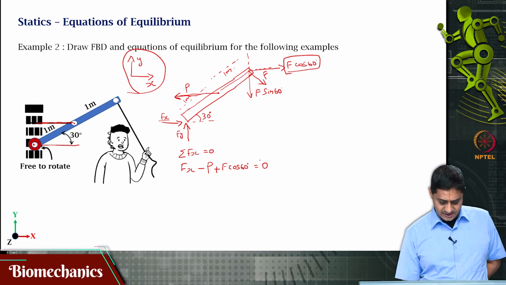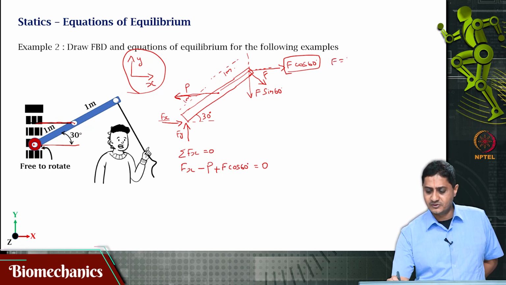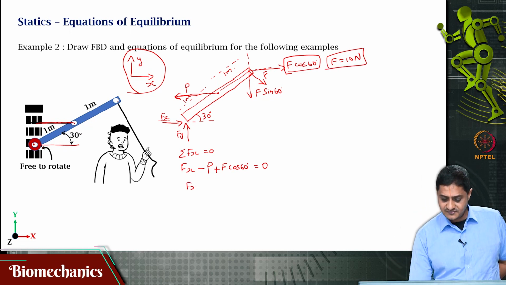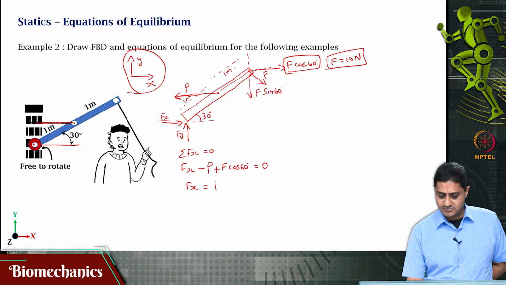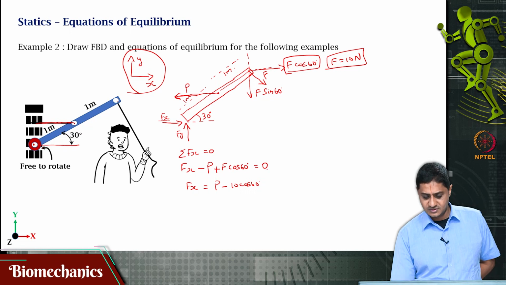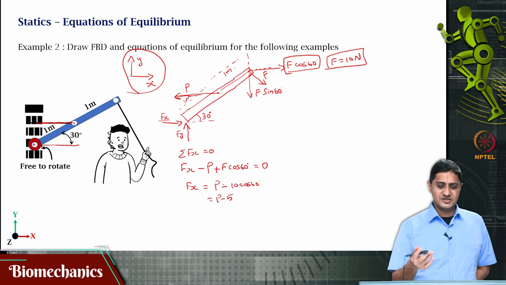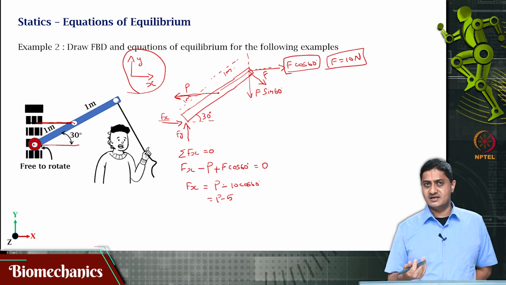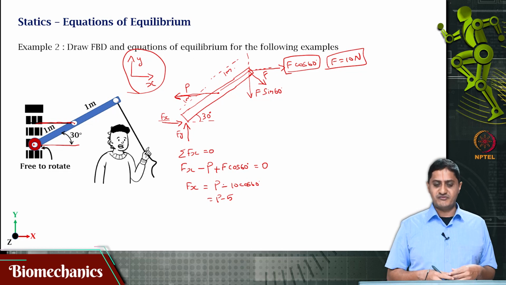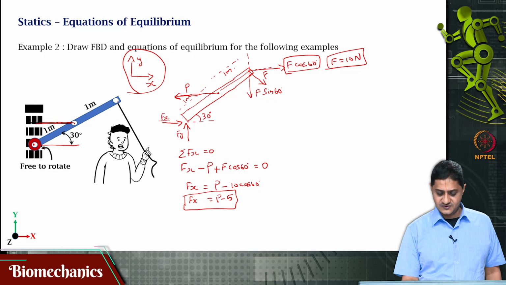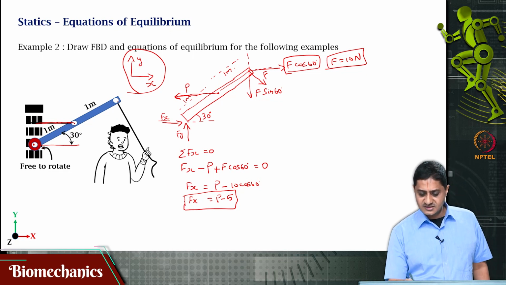Then I can write this as, I know F, let us say F is equal to 10 Newton for the sake of discussion. Then I can write this as Fx is P minus 10 cos 60, but cos 60 is 1 by 2 or 0.5, I can write this as P minus 5. Okay. And because P is known, some known value, let us say that is say 50 newtons, then Fx would then be 45 newtons. So, I can solve for this using. Are we done? The answer is no.